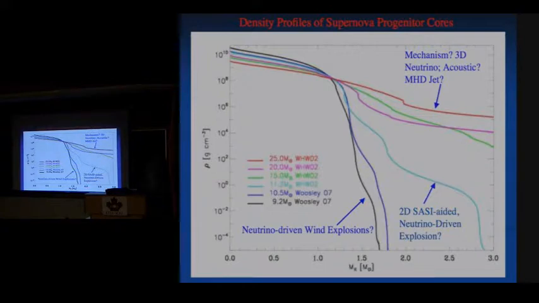The details will make a difference when details make a difference, but not when we're talking about the mechanism. Why do you mean that they all explode? A majority of them have to explode. We have to explode the more massive ones for nucleosynthesis. We have to explode the less massive ones because they dominate the rate.